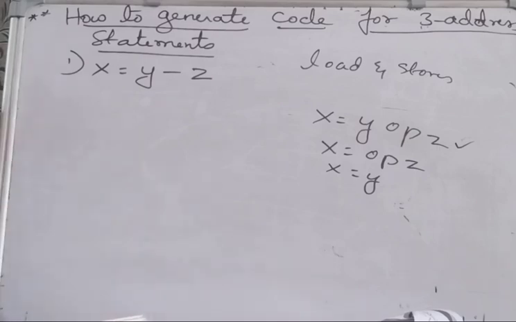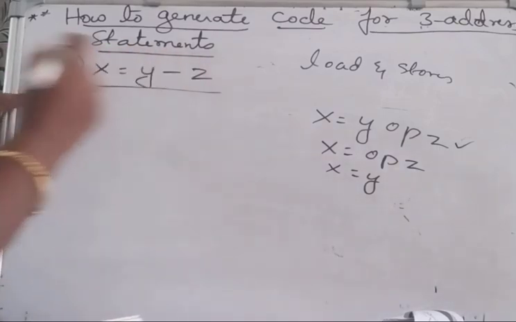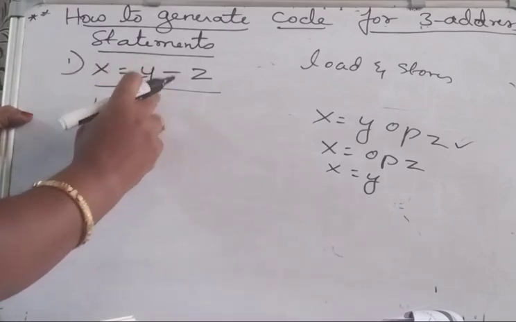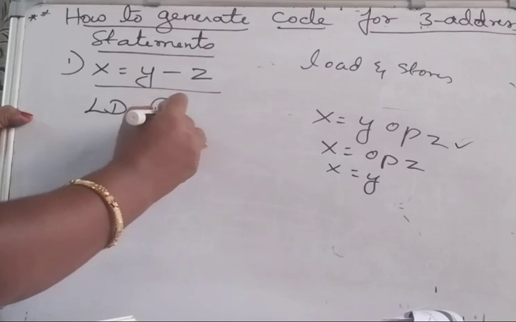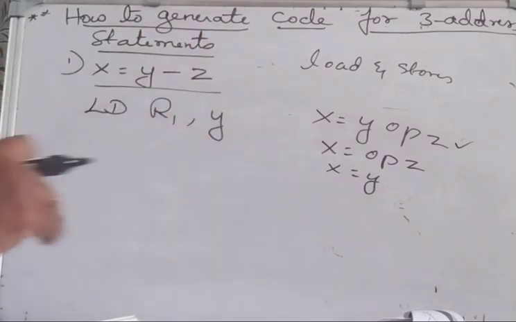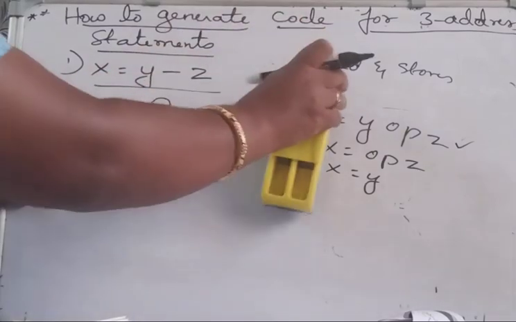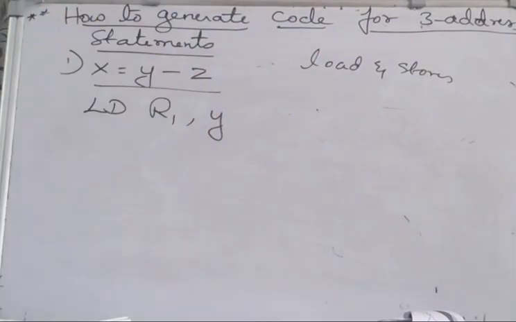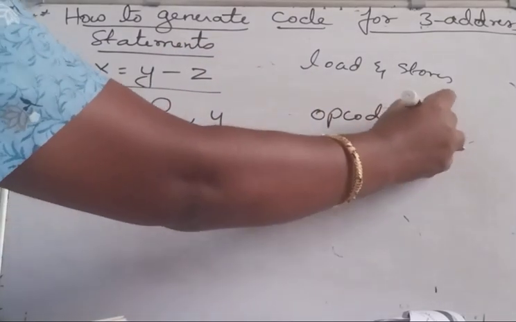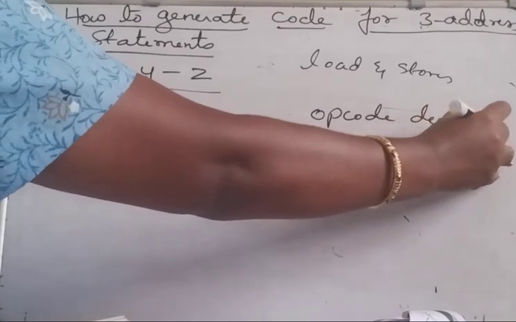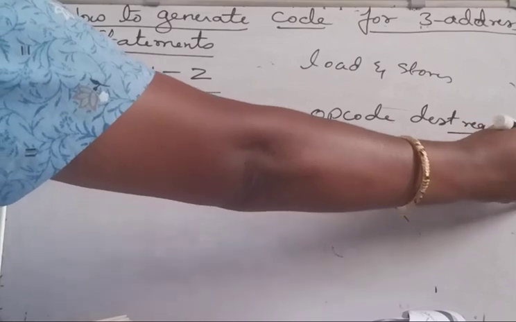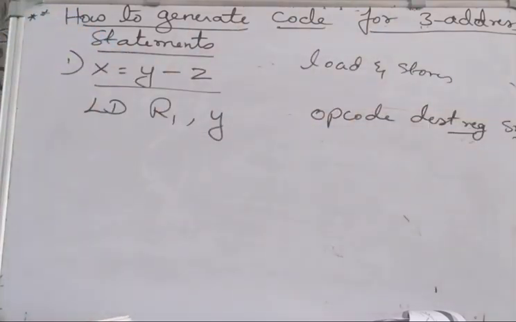Now how do we write the instructions for this? How do we generate the assembly code? First, load the value of y into some register r1. So I am writing load r1, y. Always, to write assembly code instructions, we follow a rule. The rule is: first the opcode, followed by the destination register or address, followed by the source register or address. Opcode, destination, comma, source.